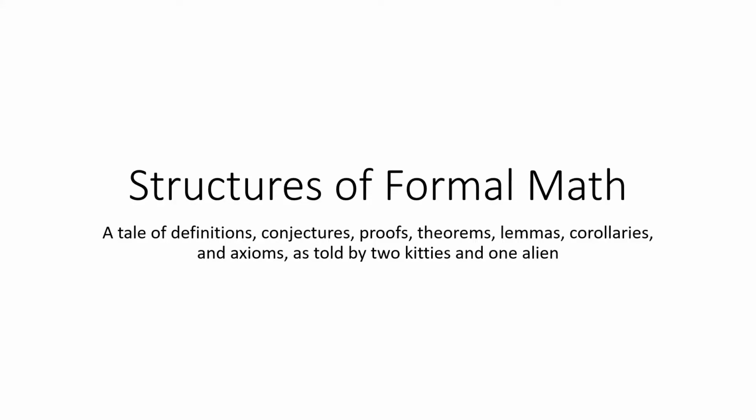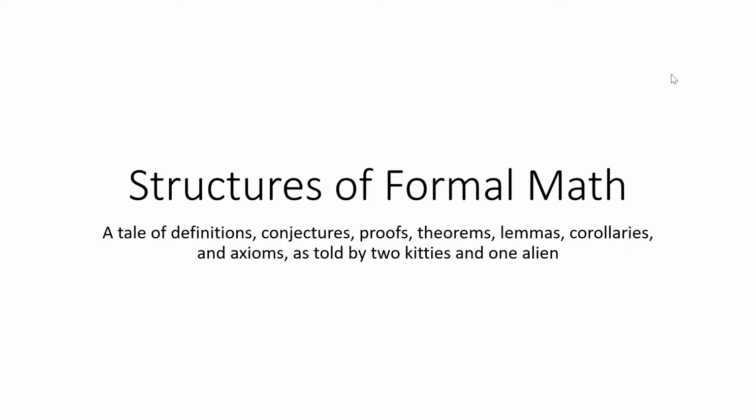Hello everyone! In this video, I'm going to explain some of the structures of formal math, including definitions, conjectures, proofs, theorems, lemmas, corollaries, and axioms. And I'm going to use the story of two kitties and one alien to do it. This is probably the goofiest video I've ever made, so hope you enjoy it.